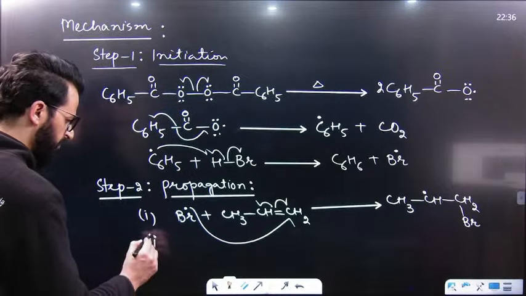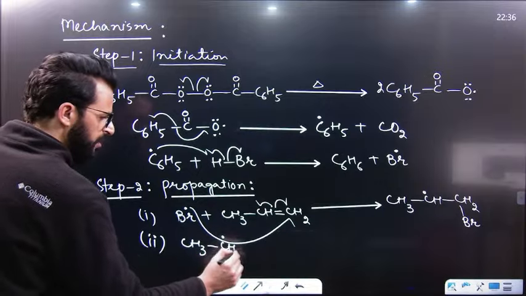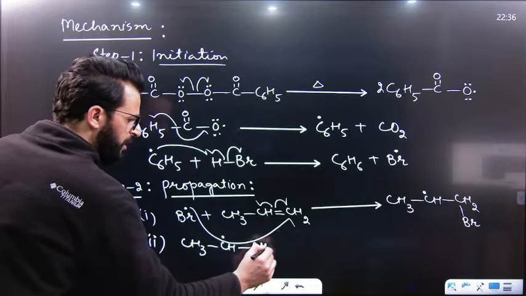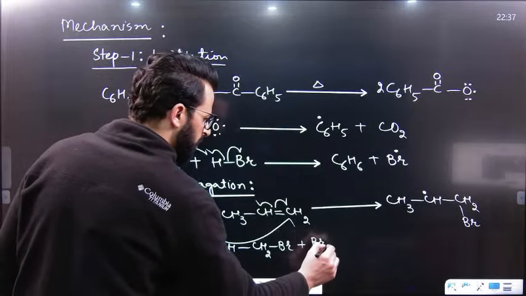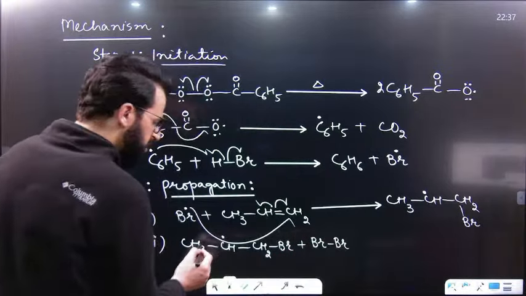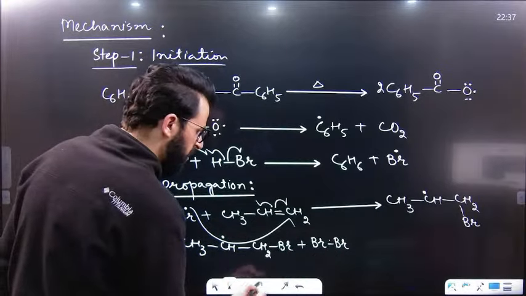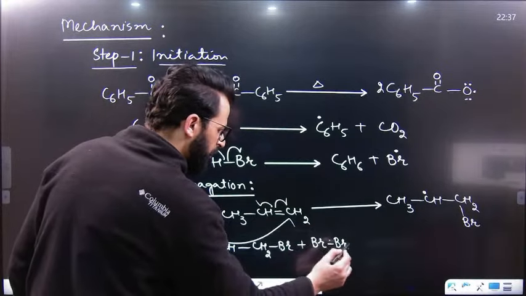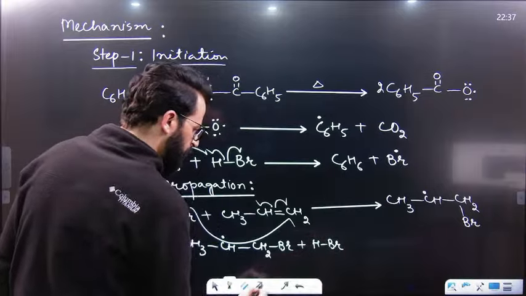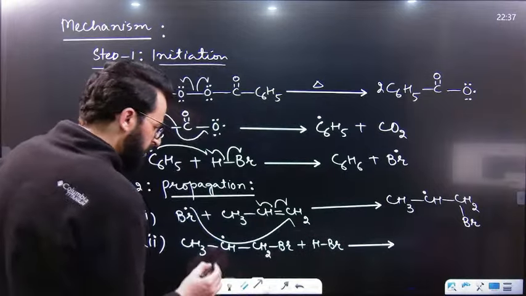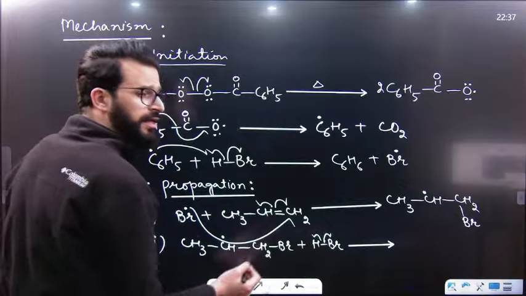Now, the second step: the radical formed in the first step will react with another molecule of the reagent. This is not the reagent, HBr is the reagent. Now it will react with HBr. Then what will happen? This radical will break the H-Br bond homolytically, and H radical and Br radical will be generated.